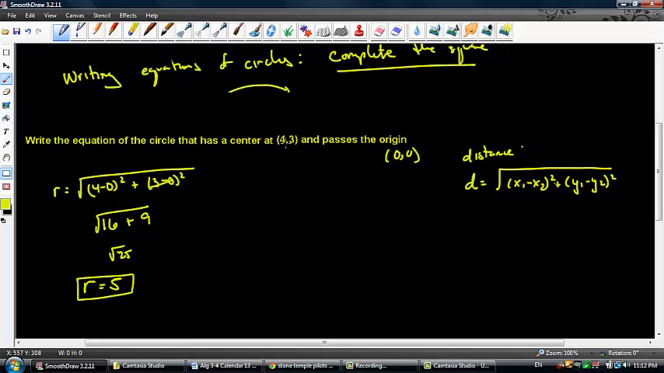So now my center is at 4, 3. Remember, it's always opposite your intuition. It's going to be (x minus 4) squared plus (y minus 3) squared equals 25. And you're done.